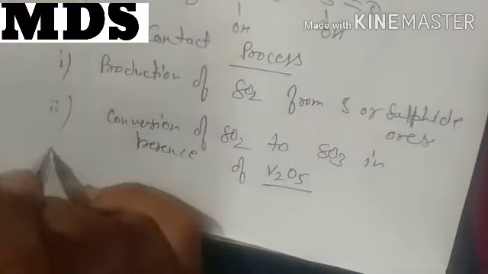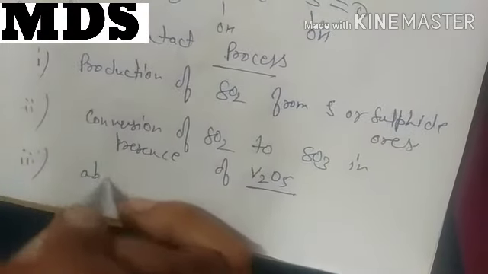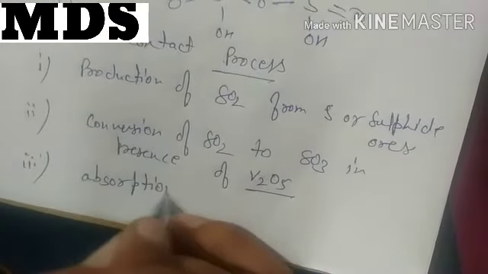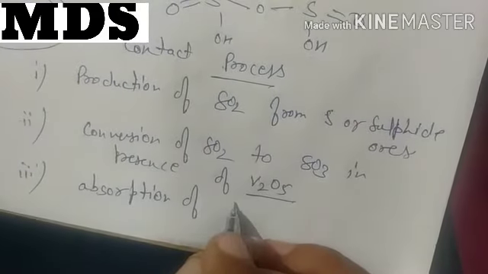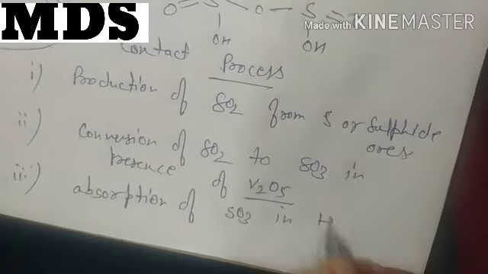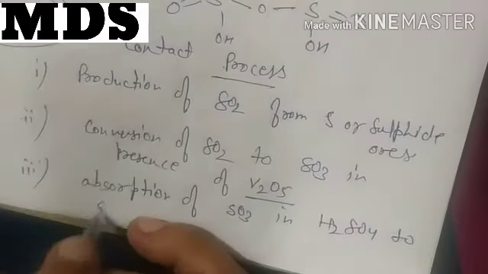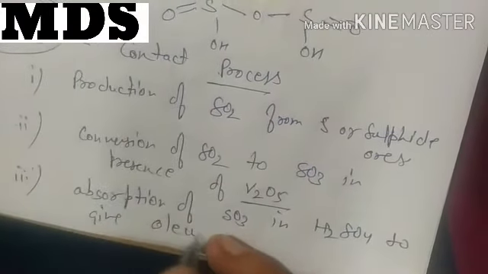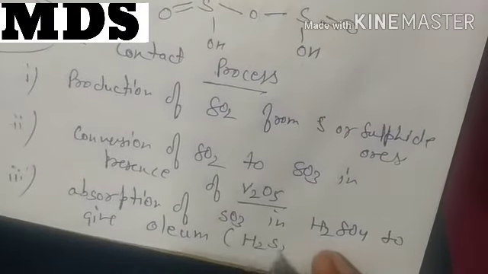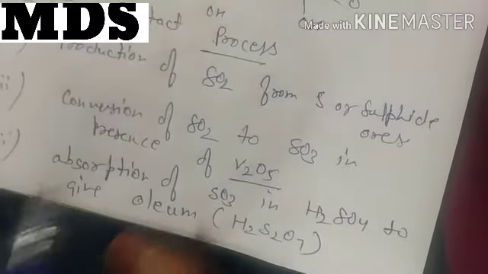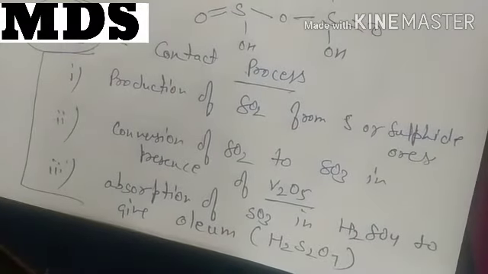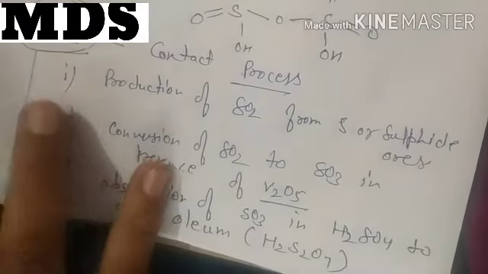The third one is absorption of sulfur trioxide in H2SO4 to give oleum. Oleum is again your H2S2O7. So these are the main 3 key steps for the production of H2SO4.